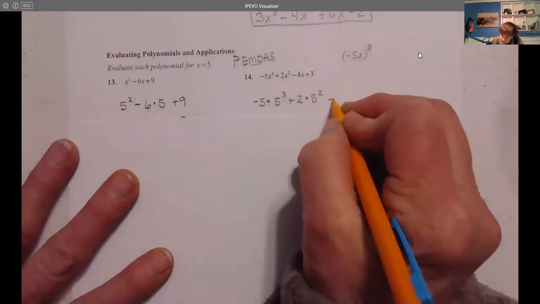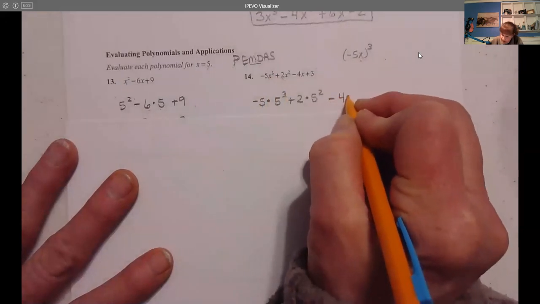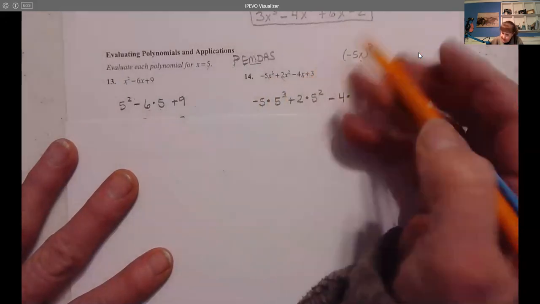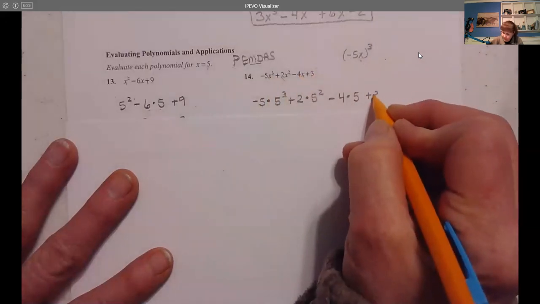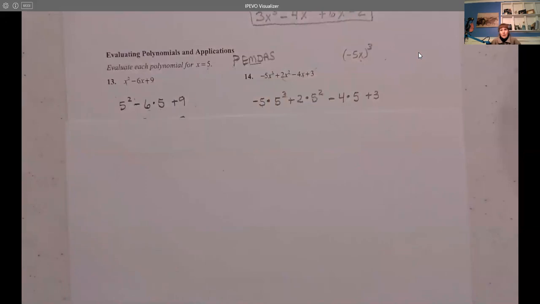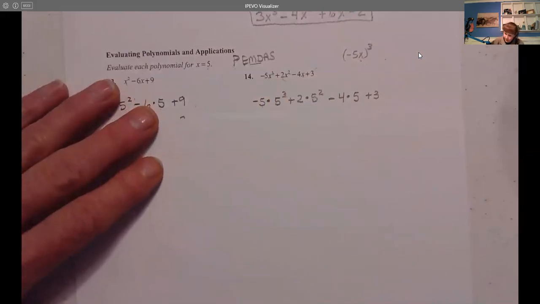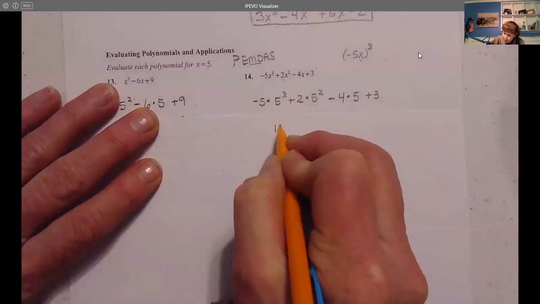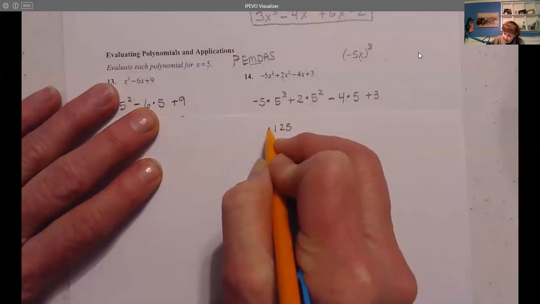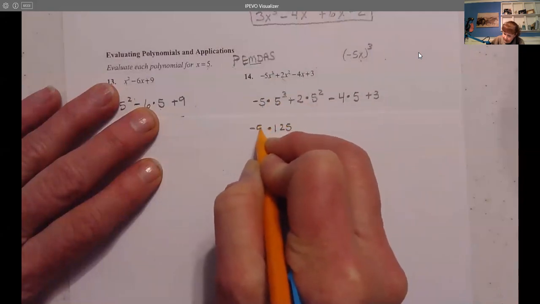Minus 4 times x, where x is 5, plus 3. All righty. So we're going to cube the 5 to begin with. I think I'll just put it on this other sheet of paper. So when you cube the 5, you get 125 times a negative 5.